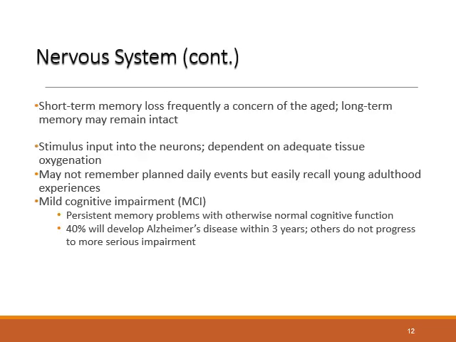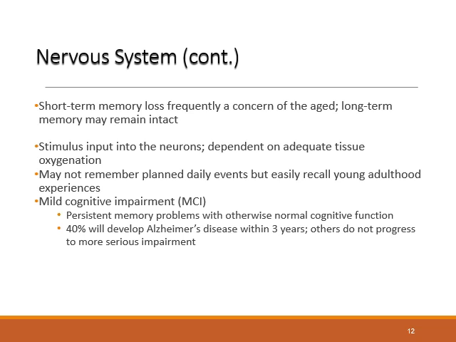So short-term memory loss, frequently a concern of the aged. Long-term memory may remain intact, and that's very true. So long-term memory, I can remember back when I was a kid really well, but I may not remember what I did yesterday. So that's a very common thing with the elderly. 40% will develop Alzheimer's disease within 3 years. Others do not progress to more serious impairment. So 40%.